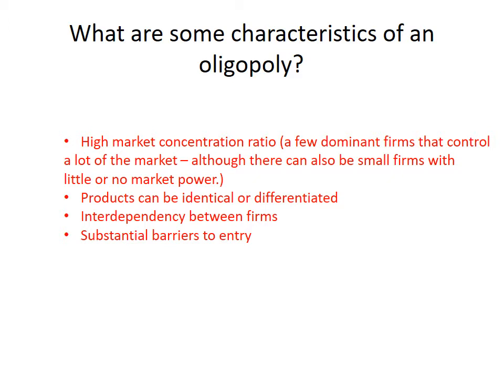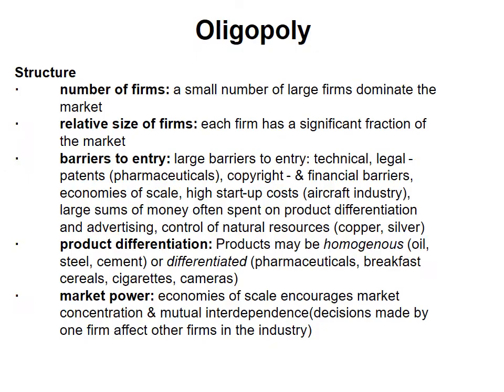The products can be identical or differentiated. There's interdependency between firms, and the IB and the new syllabus really focuses on this interdependency between firms. And then just a reminder, the IB also focuses, again in the new syllabus, on market failure and to what extent it exists with these different kinds of competition. And there's substantial barriers to entry.